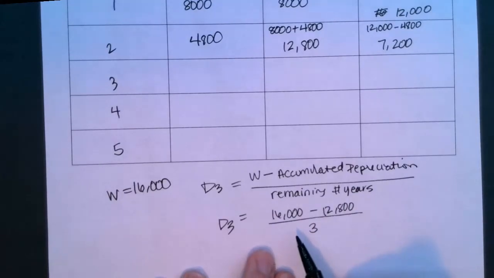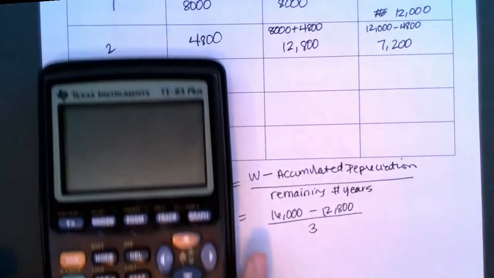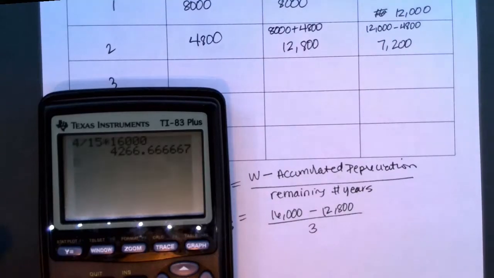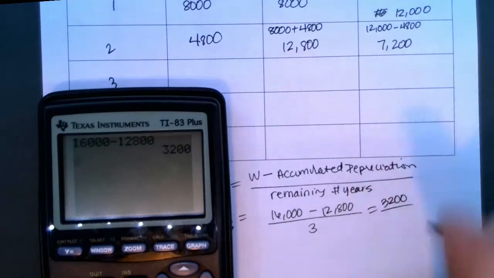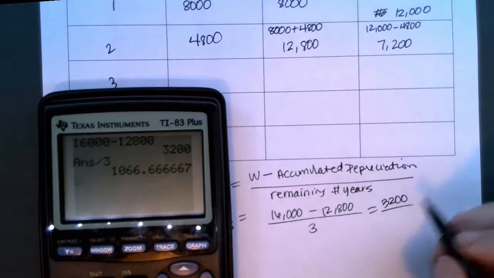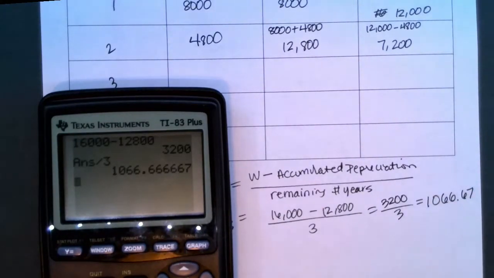Now it's important here that you make sure that you have parentheses around your numerator, or you're going to get a very different answer. So be very careful when you're plugging this into your calculator. I just want to show you that. 16,000 minus 12,800, so I could do that separately. Divide that by 3. So we should get 1,066.67 rounding to the nearest penny.